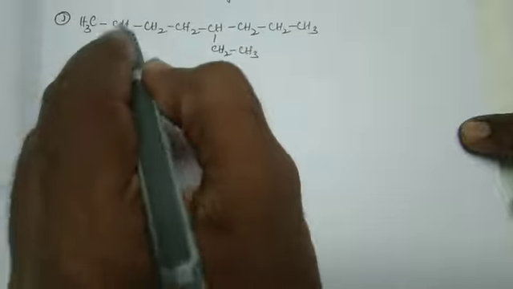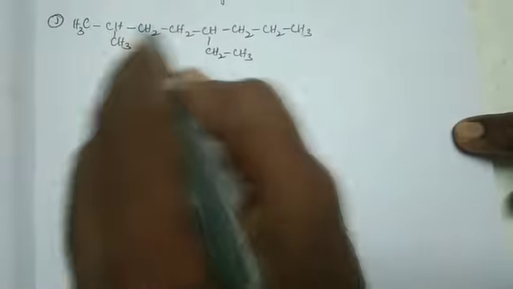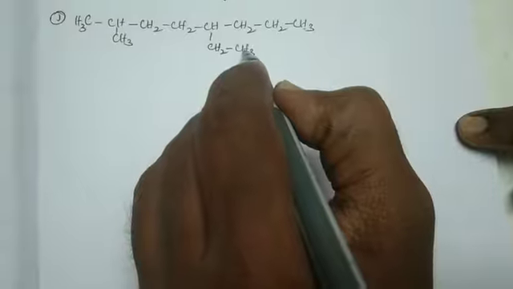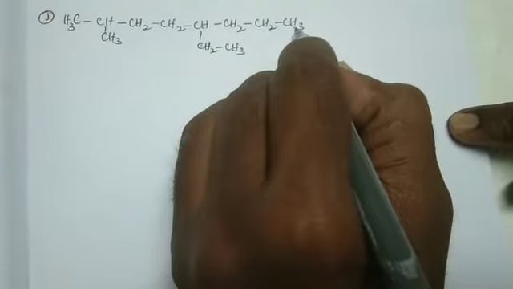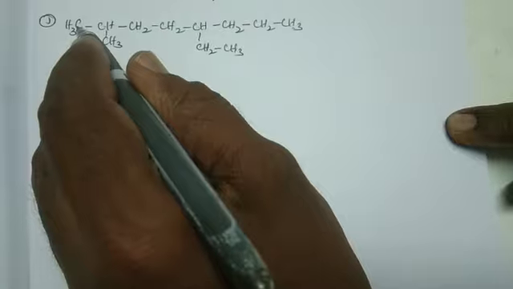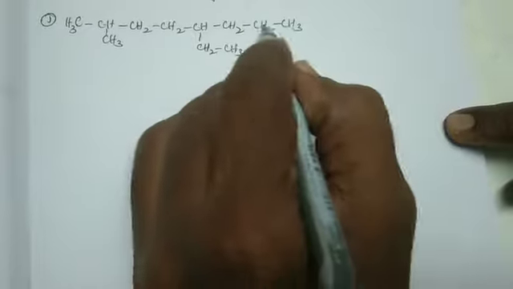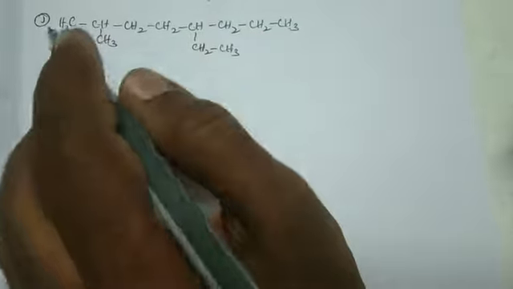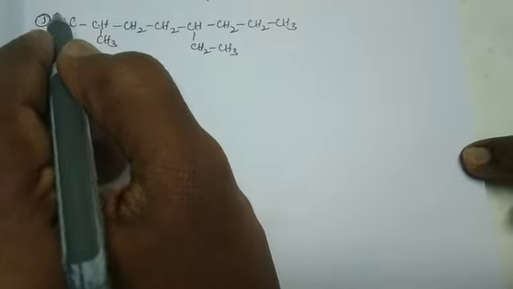So 1, 2, 3, 4, 5, 6, 7, 8 carbons are there in this chain, and in this one 1, 2, 3, 4, 5, 6 carbons. In this one 1, 2, 3, 4, 5, 6, 7 carbons. So 1, 2, 3, 4, 5, 6, 7, 8 carbons. So the longest carbon chain is carrying 8 carbons.